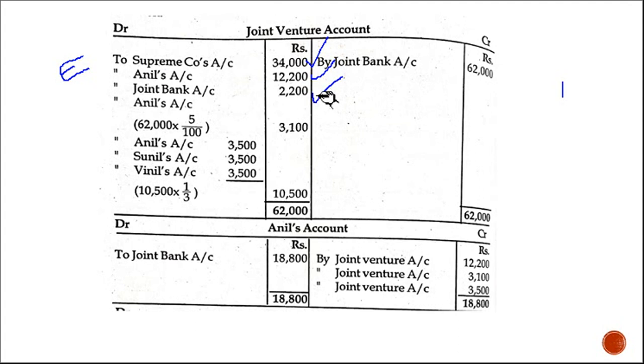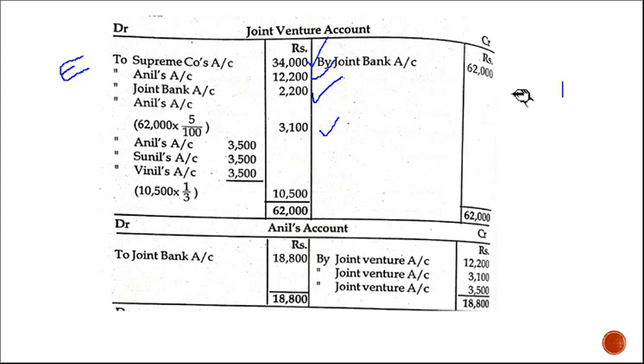And there is one more expense, that is commission which should be paid. So commission is paid on the sales. What is sales? 62,000 into 5%. It is paid to Anil's account, 3,100. So we have here four expenses: suppliers for supply of goods, Supreme and Anil, and other expenses and Anil's commission.